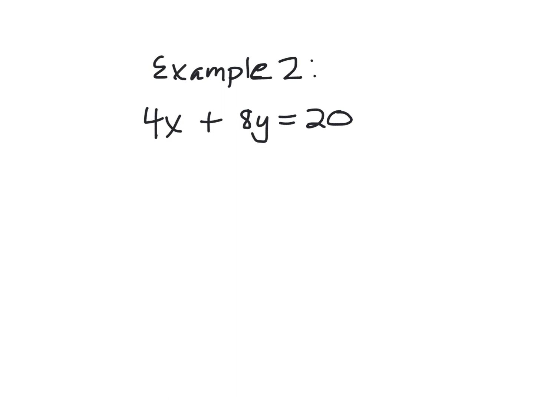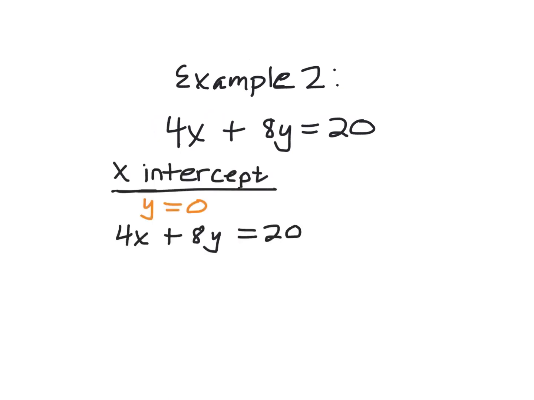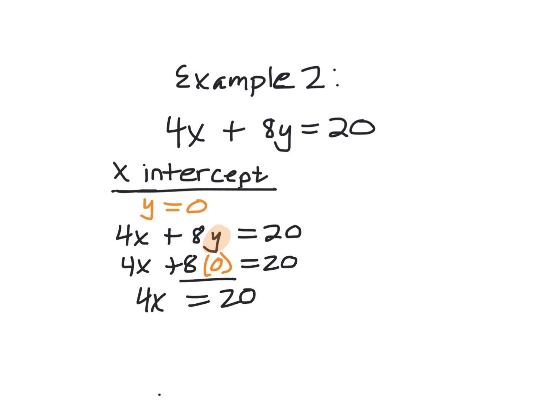Okay, so you guys pause the video, try this one out, restart the video when you're ready. Alrighty, so hopefully you have tried this out yourself. So to find the x-intercept, we're going to put a 0 in for y. So everything else is the same, except for putting a 0 in for y. 8 times 0 is going to be 0, so that's basically gone. I'm going to divide both sides by 4. So my x-intercept is equal to 5.